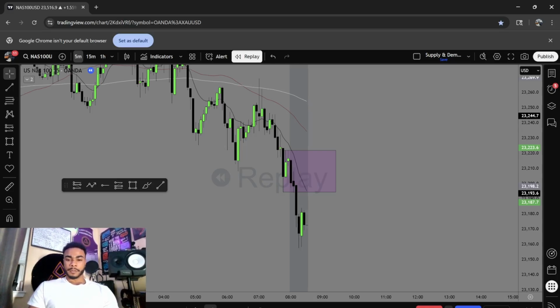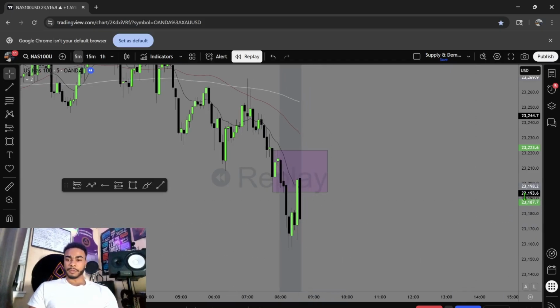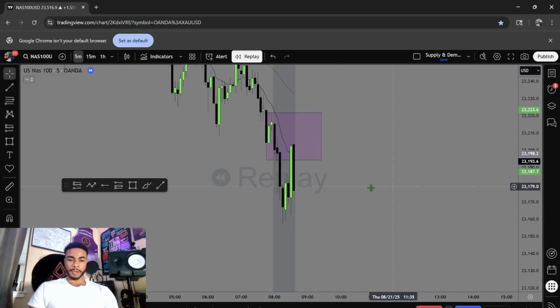But then we see price come, hit our zone, and then the next candle, price pushes away from our zone, which is rejecting off the zone. So this is a good indication right here. Once I saw that, I was already looking for sales right here.